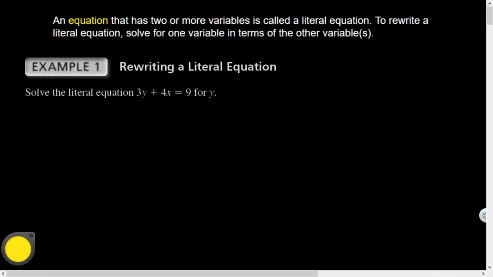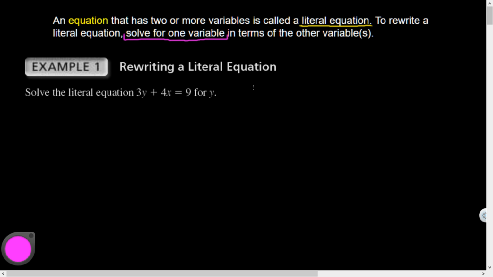It says an equation that has two or more variables is called a literal equation. To rewrite a literal equation, solve for one variable in terms of other variables. So this is kind of the big idea here. We're solving for one of its variables, and I won't be able to tell you x equals 2. I will only be able to tell you something like x equals 2 plus y, and that's perfectly fine for us.